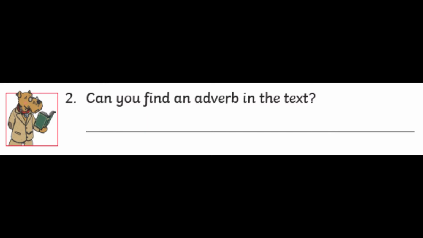So have a little look in the text. Can you spot any adverbs? And I think there are more than one, so you might get extra points if you get them all. Pause the video and write down your answers.